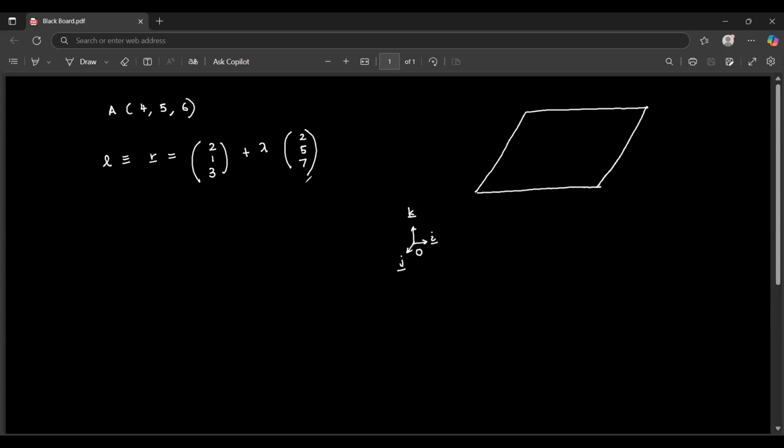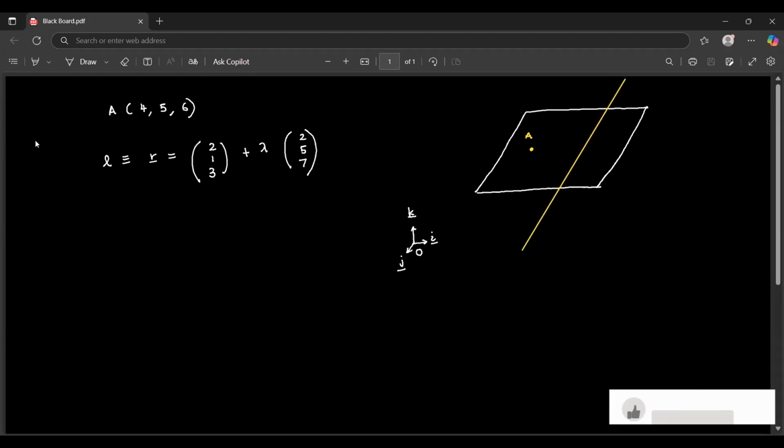In this plane, we have the point A, and we also have the straight line L that lies on the plane phi. So this is what we have been given. From these two pieces of information, we are going to come up with the vector equation for the plane. Let me introduce you how you can do this.